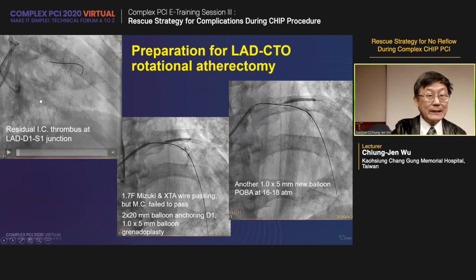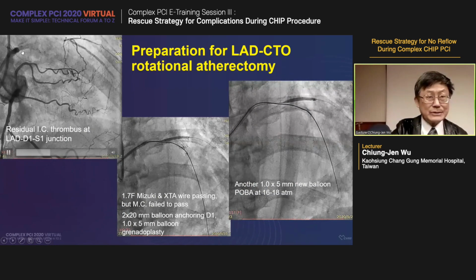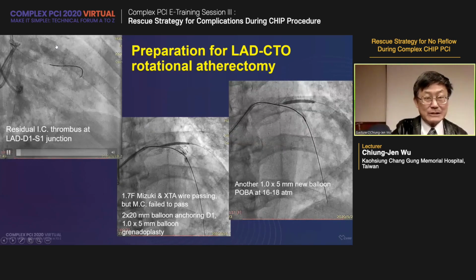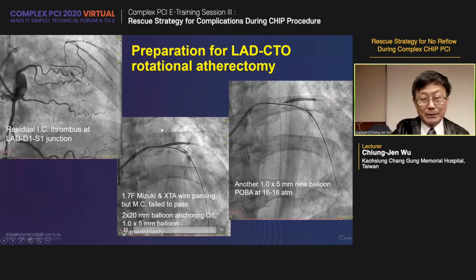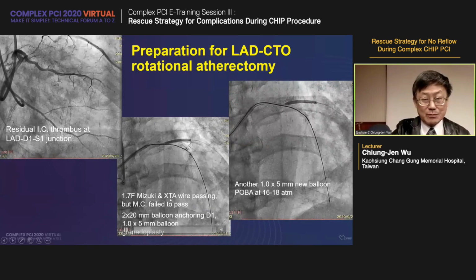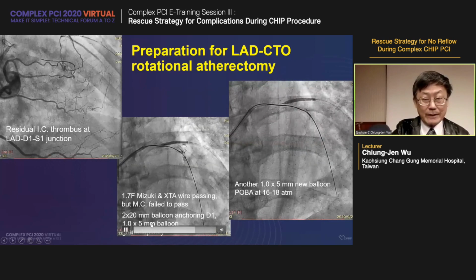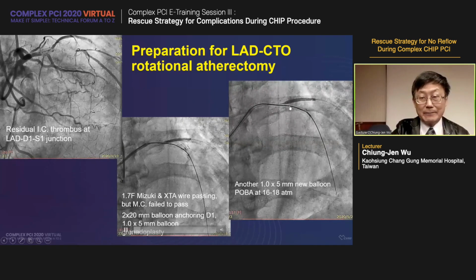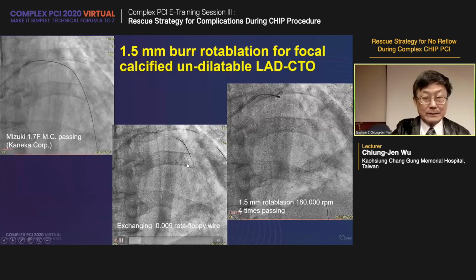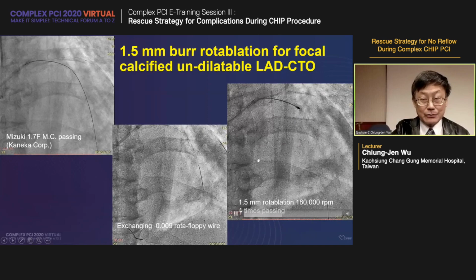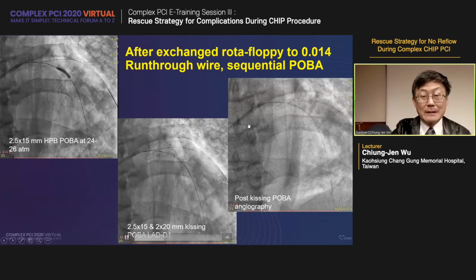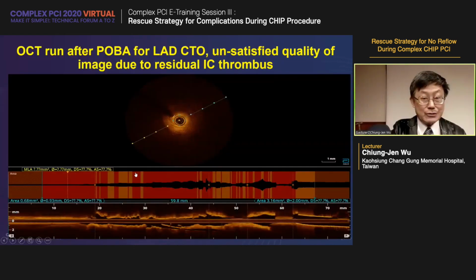So we can see that at this moment, we still see some residual thrombus in the LAD, diagonal and septal junction. The CTO was just after the diagonal branch. After ballooning and anchoring in here, the microcatheter still could not go. With the smallest balloon we use, 1.0, and balloon angioplasty, we were able to bring another new wire to pass. Then we changed to a Rotor floppy wire. After that, we did several passes of rotational atherectomy. After that, we were able to do balloon dilatation and imaging.